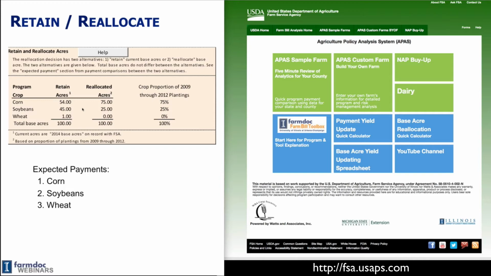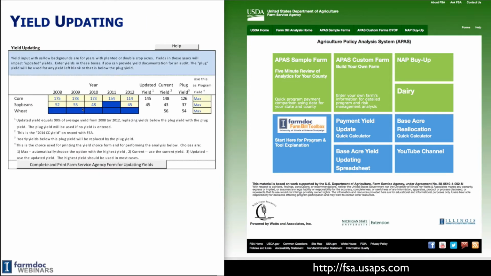Knowing that programs will change, the ability to get that base back is probably not going to happen. So you want to at least factor that in. It's still just one thing to think about, but certainly looking at these programs, that point about picking up more corn bases is going to weigh pretty heavy on the decision. All right, that's base acre reallocation.